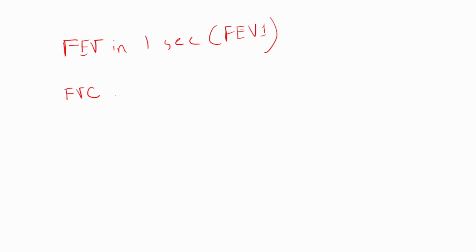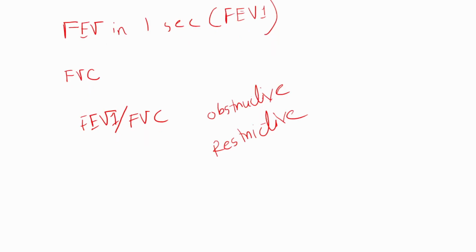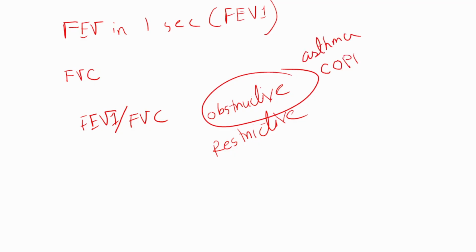By looking at the ratio of these two values, written as FEV1 divided by FVC, we can definitely differentiate between two massive categories of pulmonary pathology: obstructive lung disease and restrictive lung disease. Let's look from first principles at what happens in an obstructive pattern, such as asthma or chronic obstructive pulmonary disease, COPD. The fundamental problem here is an increase in airway resistance, meaning the airways are narrow.